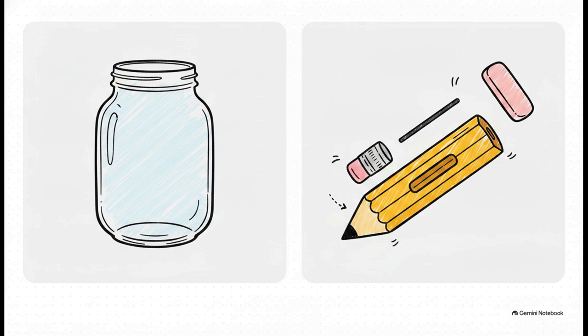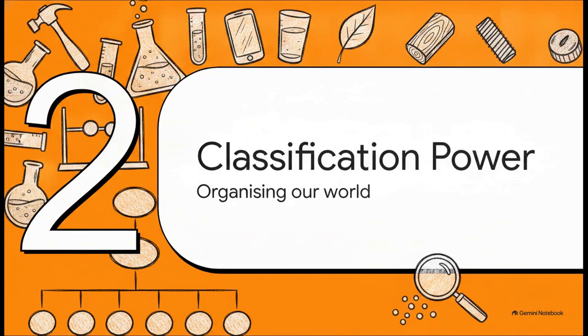Take a standard pencil. It's not just one material. You've got wood for the body, graphite for the core so you can actually write, a little band of metal at the top, and of course, rubber for the eraser. It's multiple materials all working together to pull off one single job. Moving right along to Section 2, the power of classification.